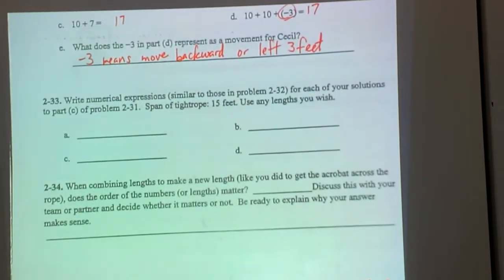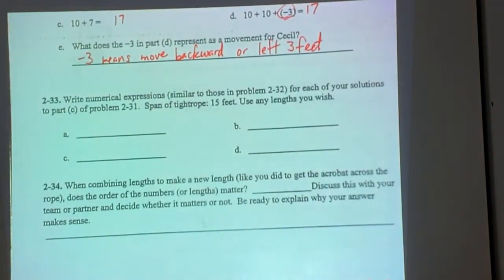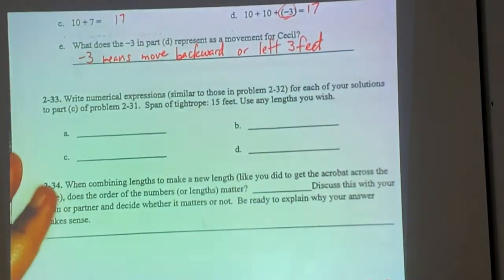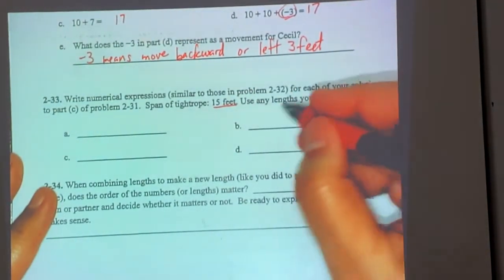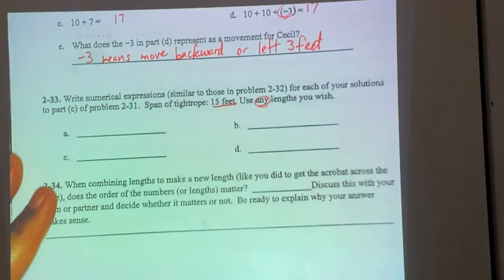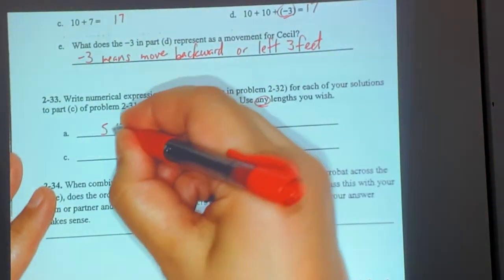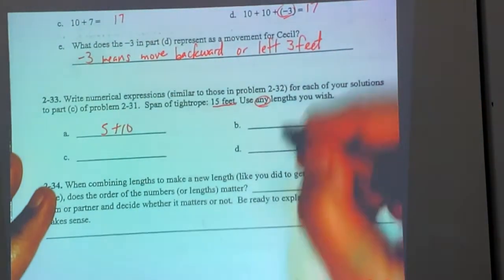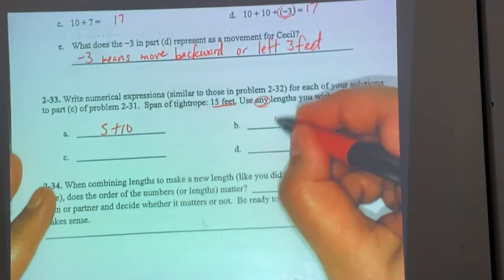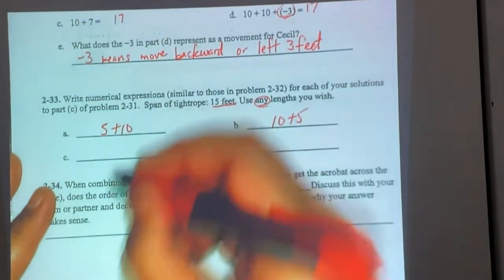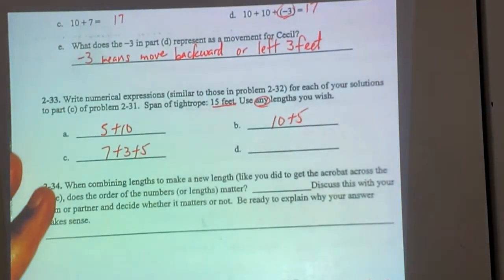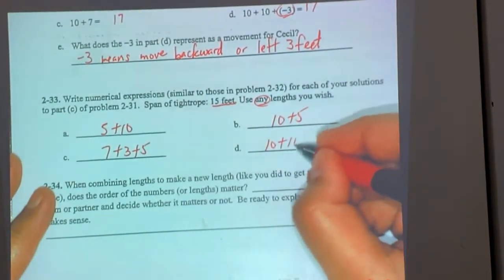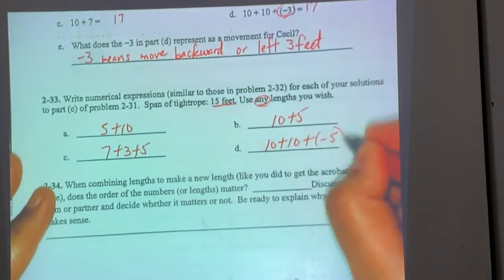Write numerical expressions similar to those in problem 32. Oh, and we want to get to 15 feet. And this time it says use any length you want. 5 plus 10. 10 plus 5. 7 plus 3 plus 5. 10 plus 10 plus negative 5.